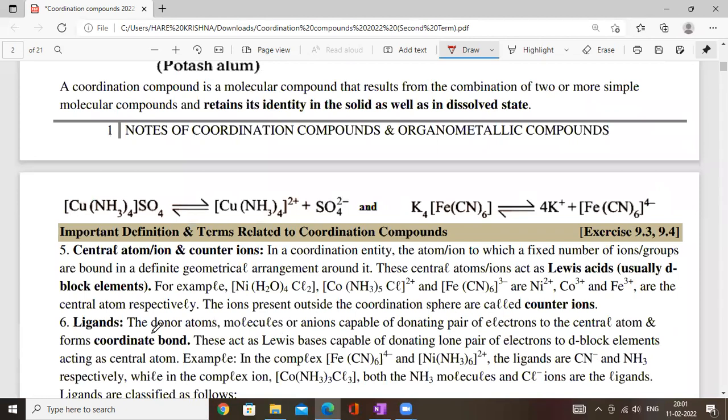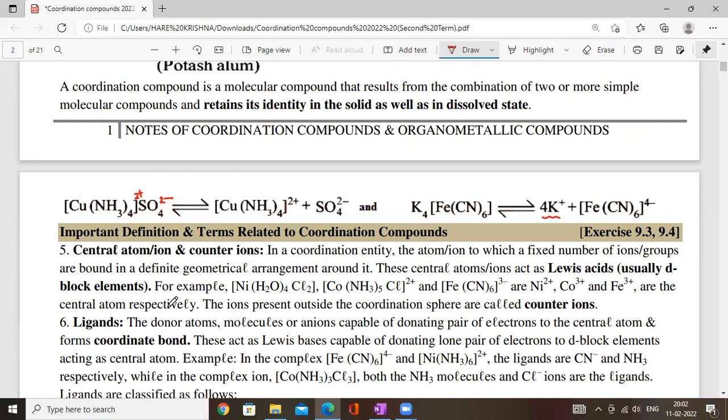I have also taken up the ionization, as I was talking about. [Cu(NH3)4]SO4 can be ionized to give [Cu(NH3)4]2+ and SO4 2-, of course this should be 2 positive. In the same way, K4[Fe(CN)6] gives 4K+ plus [Fe(CN)6]4-.